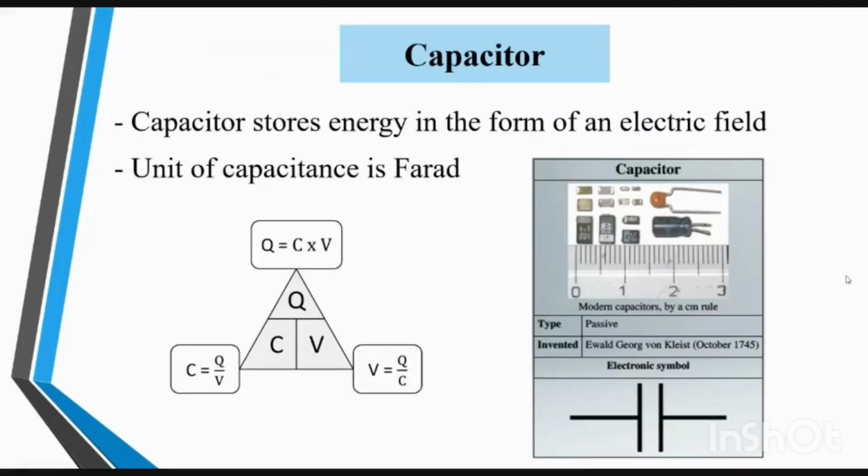Capacitor. The capacitor stores energy in the form of an electric field. The unit of capacitance is farad, and the equation for the capacitance is C equals Q by V, and also Q equals C into V and V equals Q by C. The different types of capacitors are shown in the figure and also the electronic symbol.